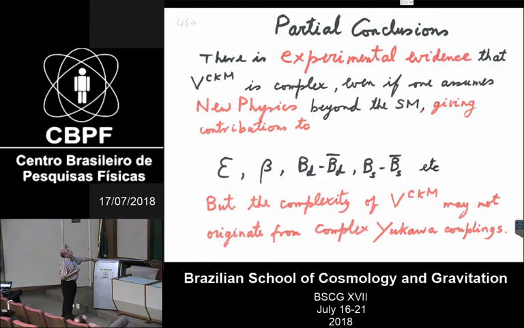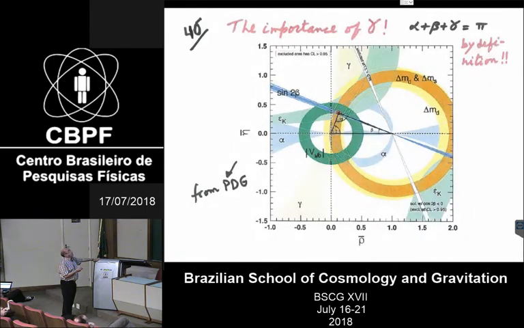Now, partial conclusion: there is experimental evidence that VCKM is complex, even if one assumes new physics beyond the standard model. Why is that the case? This is something I want to emphasize, very important. It's this gamma. I mentioned new physics contributions, for example, to this side. But for gamma, I will not go into the details here, but you can trust me that there is essentially no model that predicts new physics contributions to gamma. So if you measure gamma, and it is not zero, it's actually relatively large, then you know that even if you assume new physics, VCKM is complex.